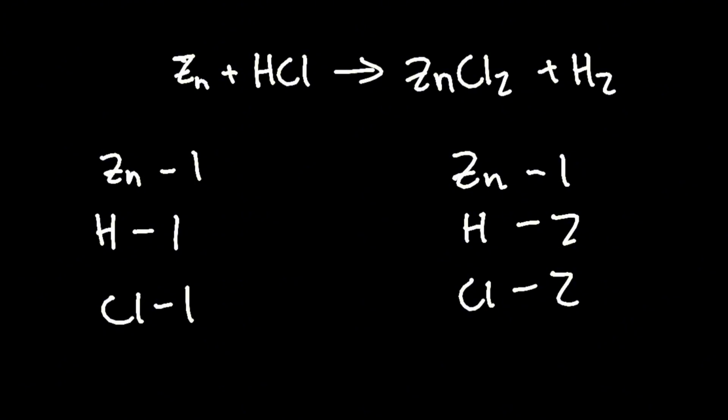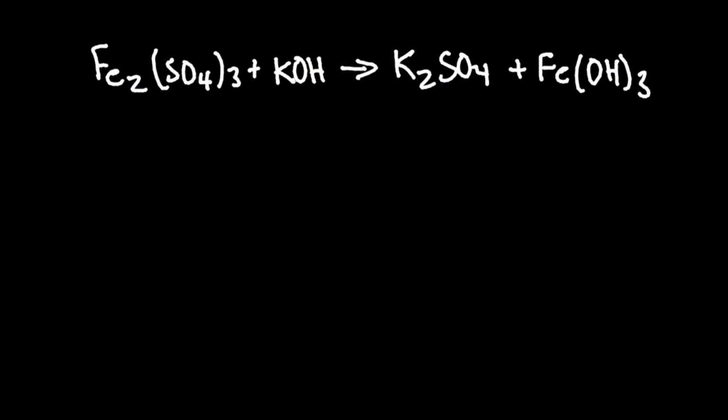So the hydrogen and chlorine atoms are not balanced. So to get 2 hydrogen atoms on this side, we would put the coefficient of 2 here. So now we have 2 hydrogen atoms, which balances with the other side. Now what about the chlorine atoms? So we have 2 on this side, and now since we put the 2 here, 2 times 1 is 2 chlorine atoms. So now both sides are balanced. Okay, now let's try a hard equation.